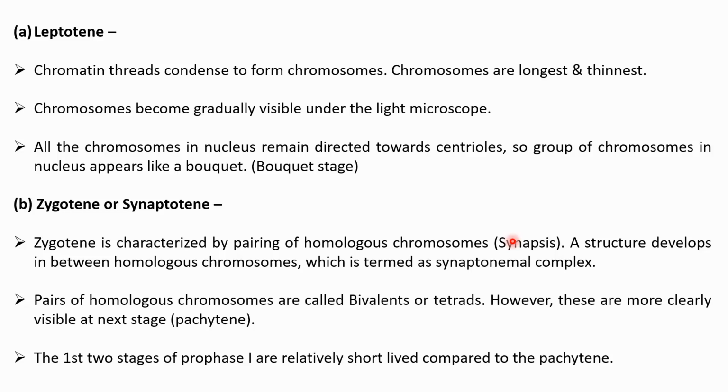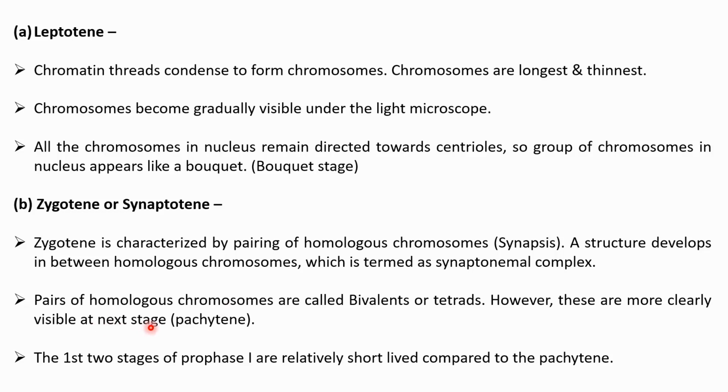So in the zygotene stage, there is a pairing of homologous chromosomes, leading to the formation of synapses. A structure develops in between the homologous chromosomes, which is termed the synaptonemal complex, and the pair of homologous chromosomes are called bivalents or tetrads. However, these are more clearly visible when we go to the next stage, which is the pachytene.